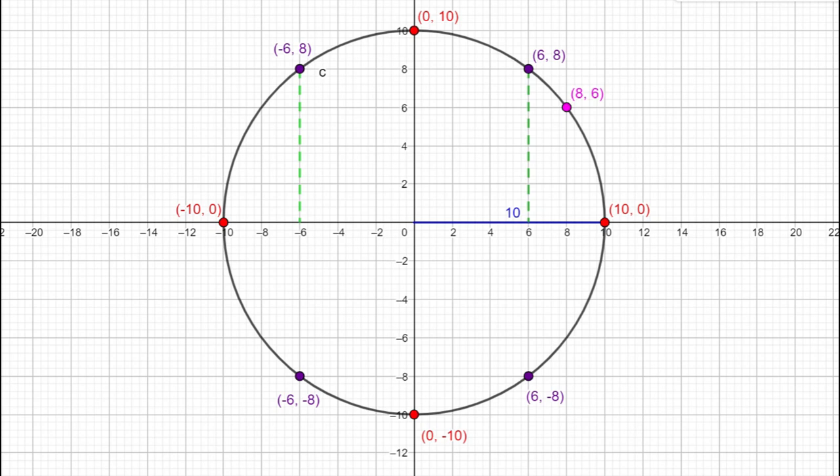Simply interchanging x and y coordinates, we get another point on this circle. Now, changing the sign of the coordinates, we get 3 more points which are on the circle. That is (minus 8, 6), (minus 8, minus 6), and (8, minus 6). So altogether we have got 12 points which are on the circle, and we can write any 8 of them.